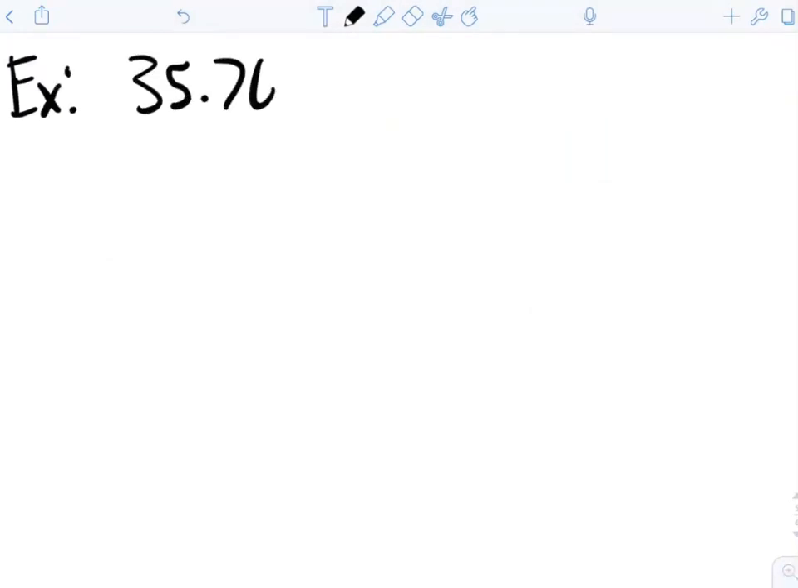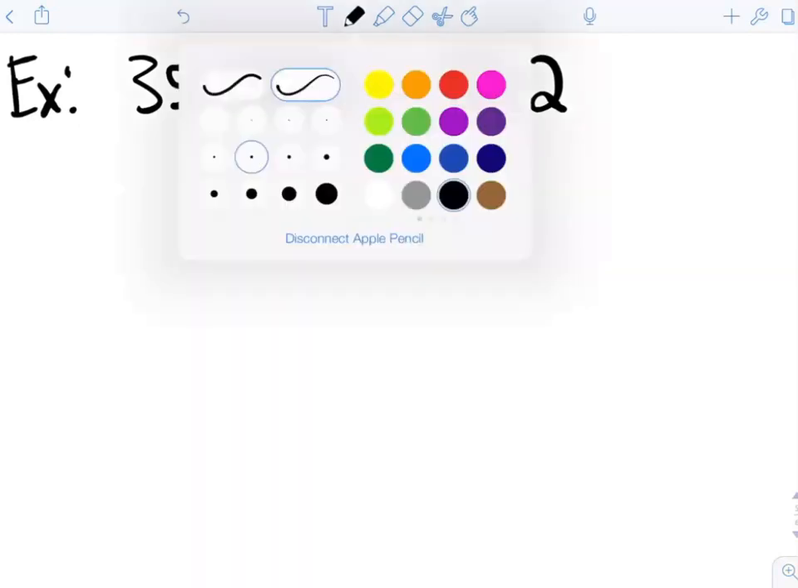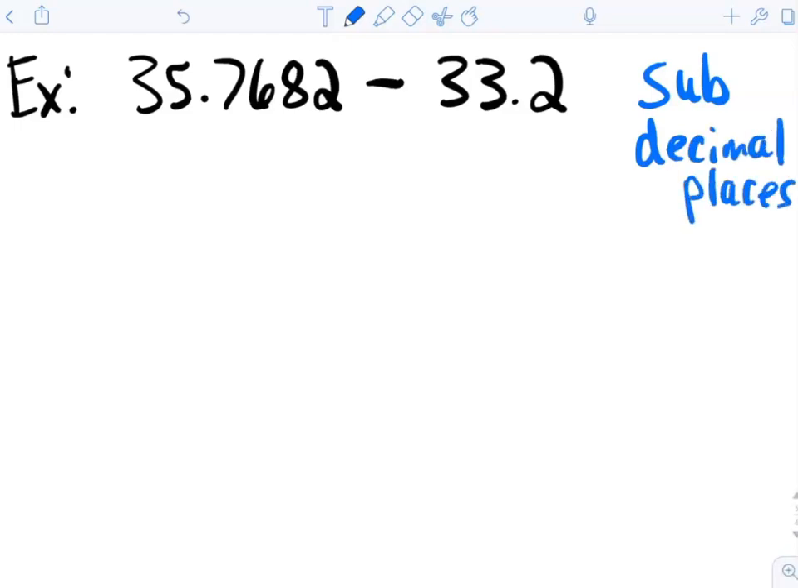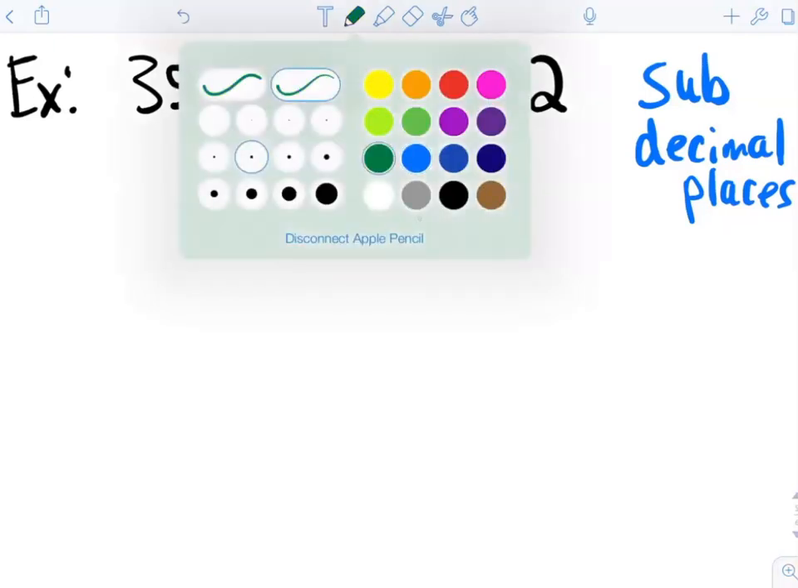Okay, the next problem that I want you to try on your own is 35.7682 minus 33.2. So again, take a moment, pause, and then come back and see whether you got this correct. So I trust that you paused the video and worked this out. Now we are subtracting, which means that we care about our decimal places. So that means that I need to line the decimal up in these numbers.